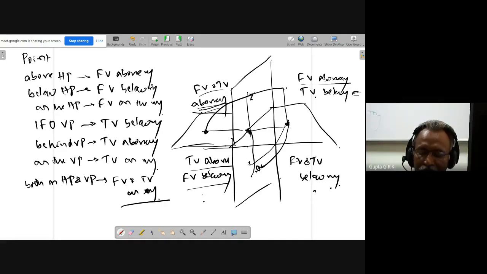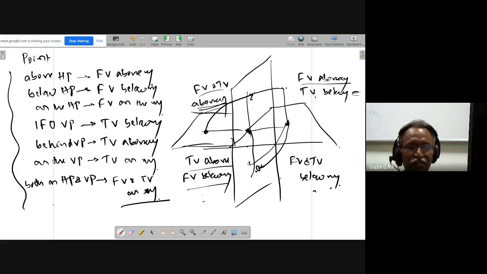You have to be very clear. When you see the data, a point above HP, front view above XY. A point in front of VP, top view below XY. Like that, I should immediately understand. For every data given in the problem, I have to immediately interpret what it means, what I can conclude from that, and what I get from that in the solution. So this should be very clear.